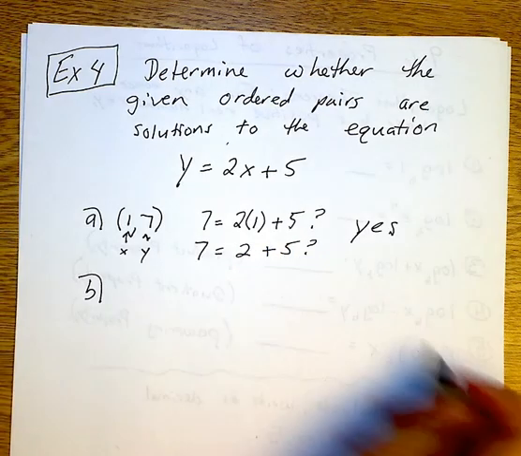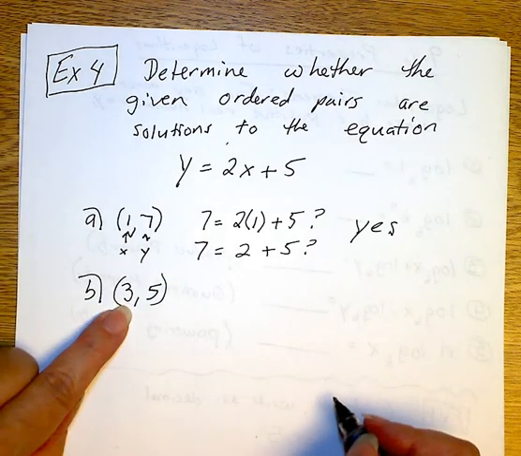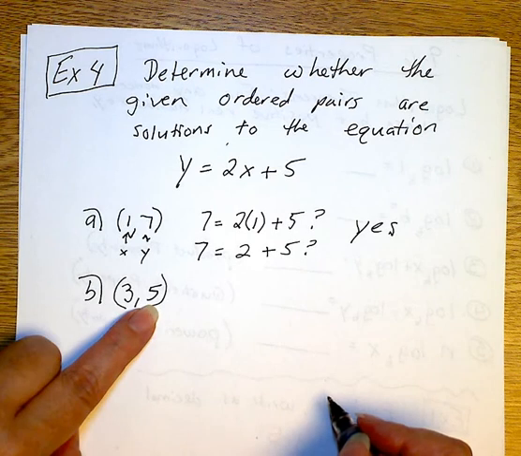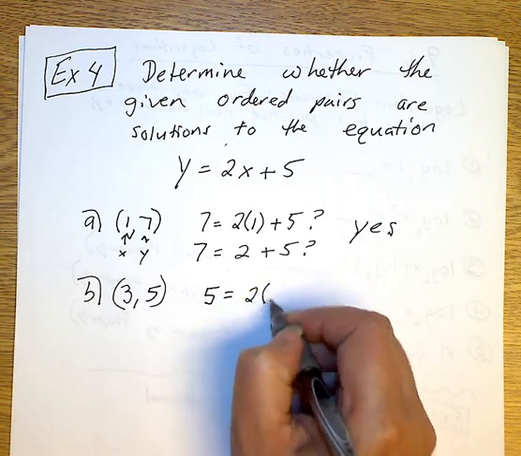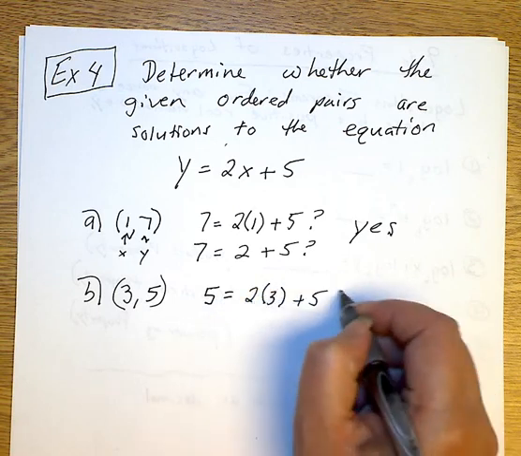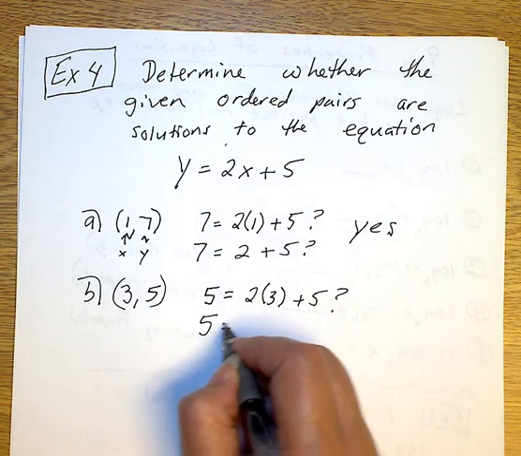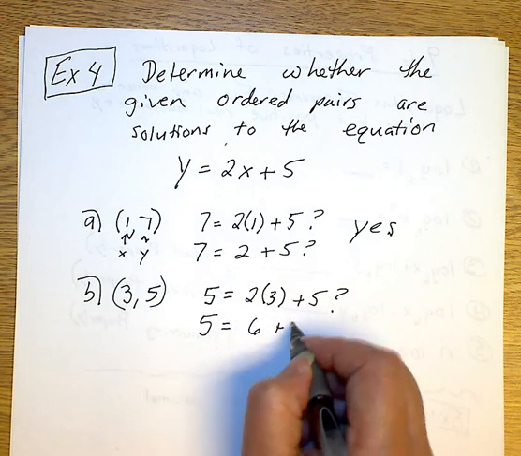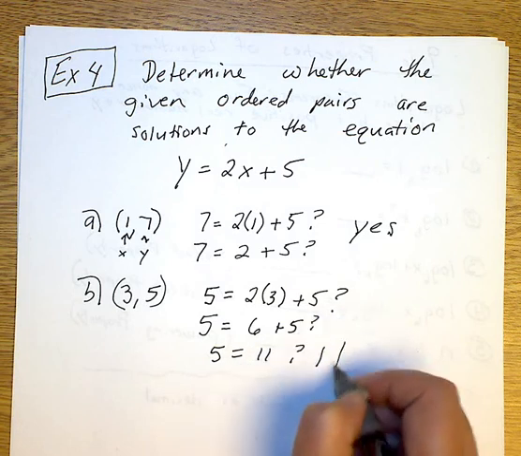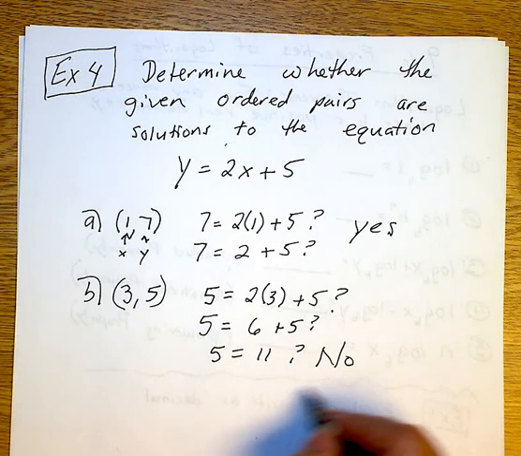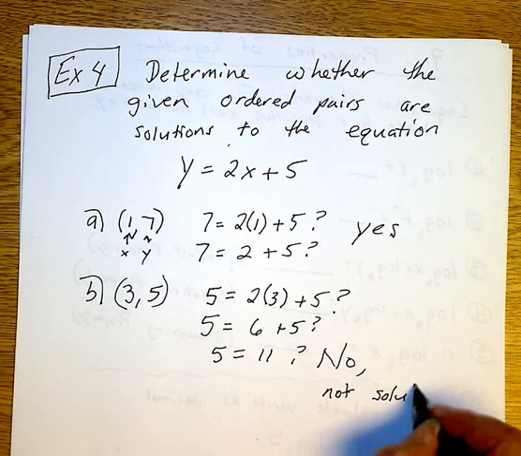All right. 3, 5. So I'm going to plug in 3 for my x and 5 for my y. So that says 5 equals 2 times 3 plus 5, and that's a question. If you can't see it yet, go one more. 5 equals 2 times 3 is 6 plus 5 is 11. So 5 equals 11? The answer is no. So that's not a solution. You can just write no, but I'm just going to write not solution, so you know what no means.